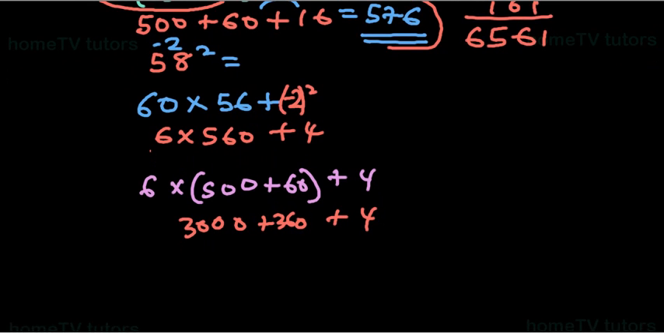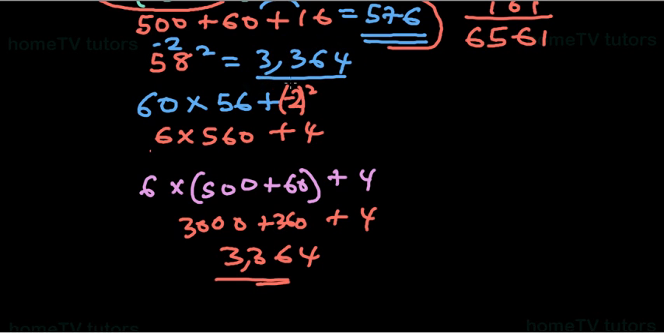So now we add up the whole numbers. We have 3000 plus 360 plus 4, which will give us 3364. So the square of 58 is 3364.